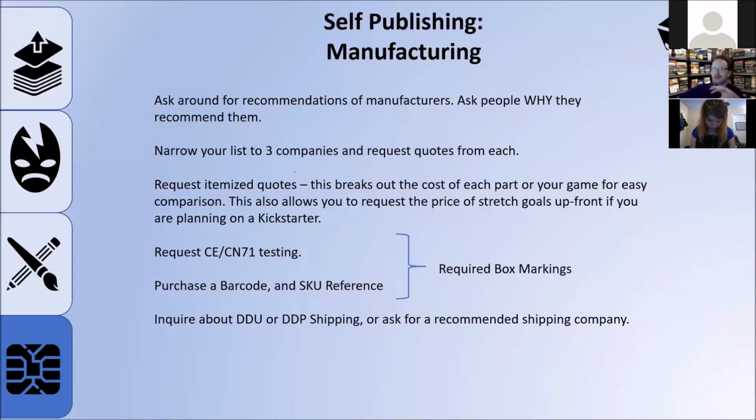When you request quotes, request itemized quotes. An itemized quote is, once you've submitted all the items that are needed in your quote request, you want them to break it out by line on the quote form. So for instance, if you have 5 punch boards in your game that you're going to be making, you want to have a line saying 5 punch boards and the price of that on your quote.